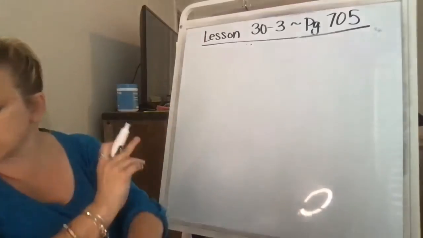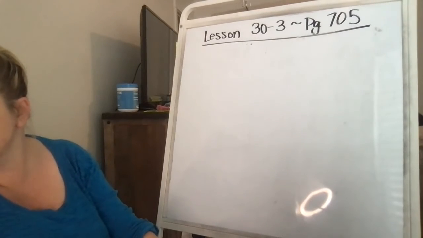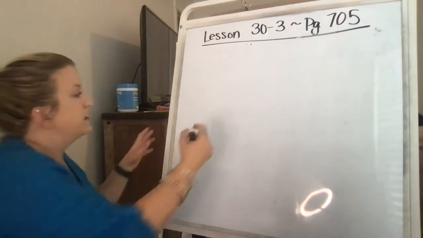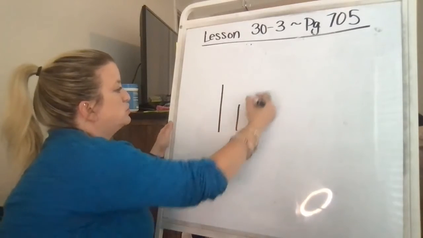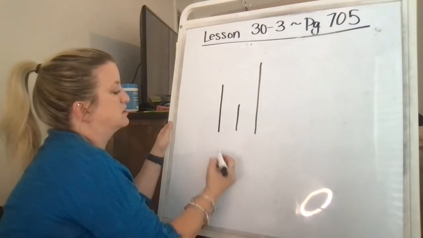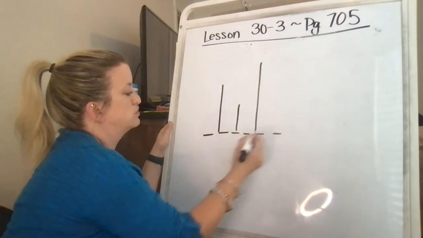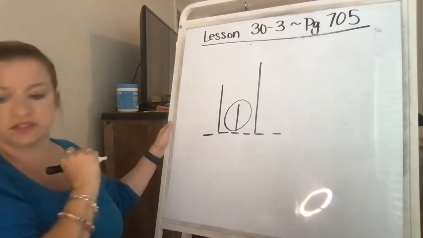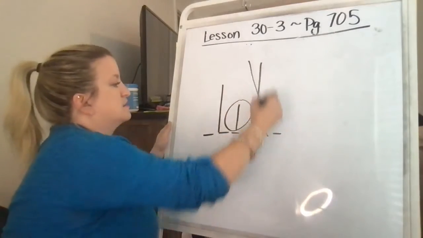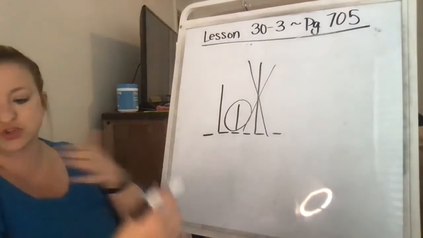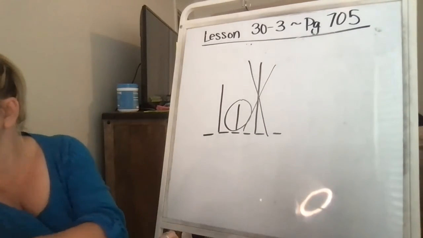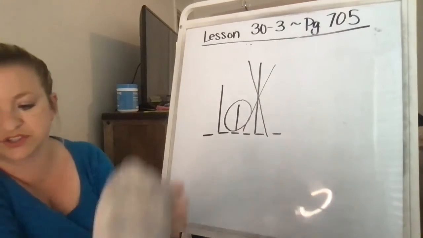Then problem number 6, circle the shortest pin, put an X on the tallest pin. So you have circle the shortest and an X on the tallest. I just drew lines, kind of like pins, but they're just lines.